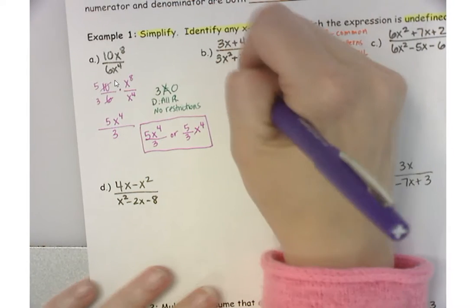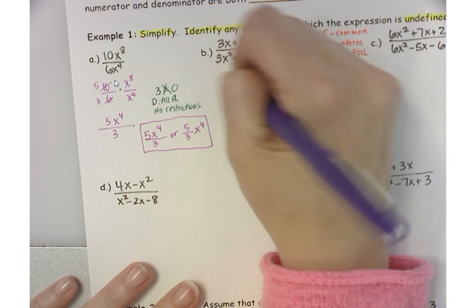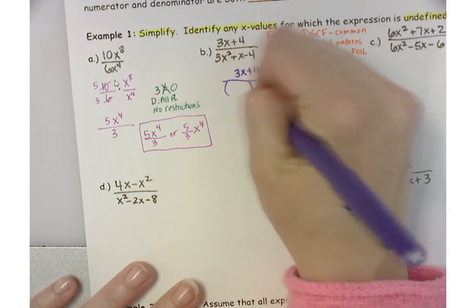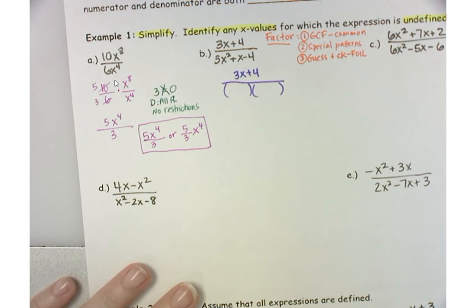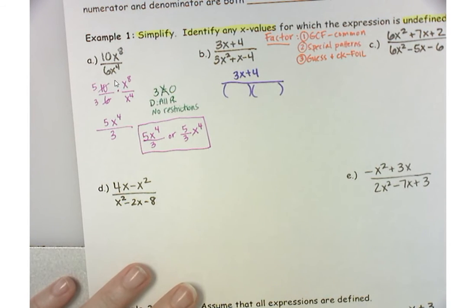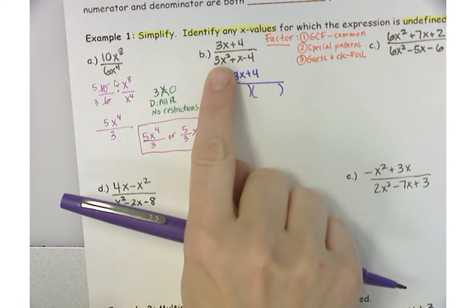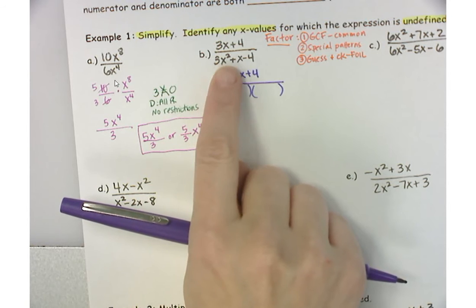On the bottom, I can see I have a trinomial. So I'm going to make my two brackets. The nice thing about factoring this is if I'm starting with 3x squared, what's special about 3? Yeah, it's a prime number. So the only things that multiply to 3 are going to be 3x and x.